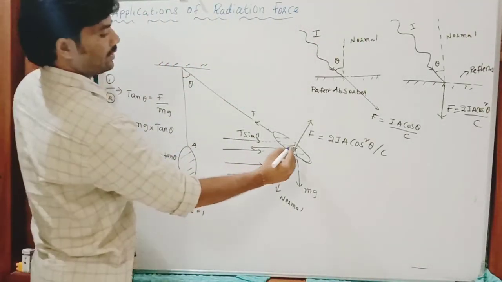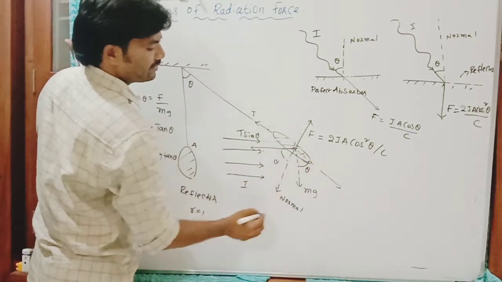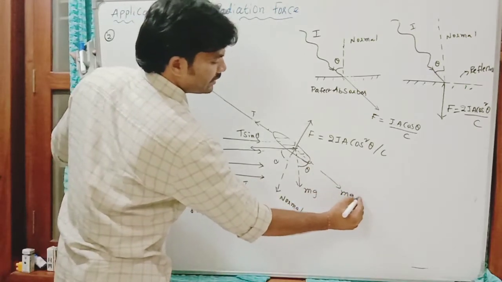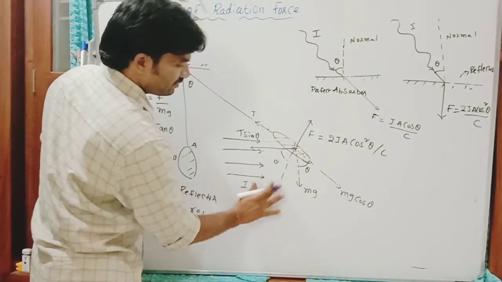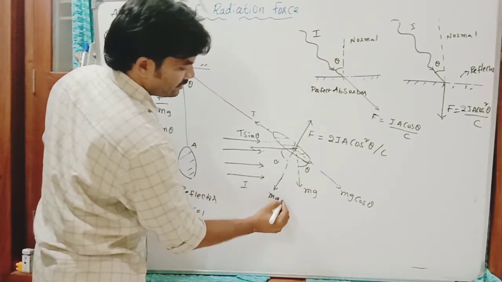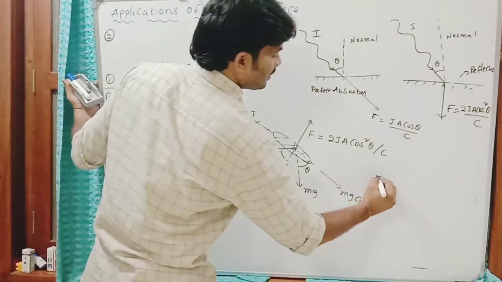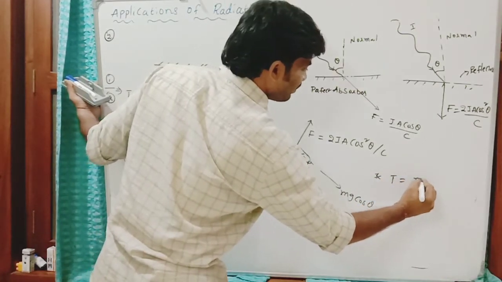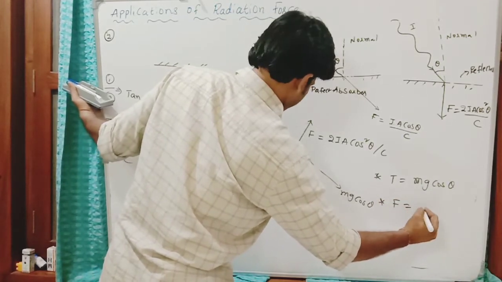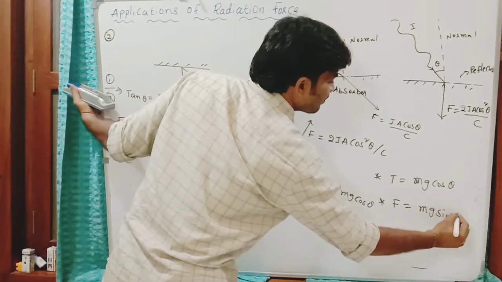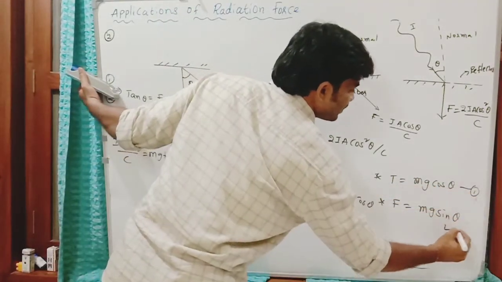And here, look carefully. Here again you can resolve mg into components. In this direction mg cos theta, and in this direction, along the normal, mg sin theta. So you can see here at equilibrium T is equal to mg cos theta and F equal to mg sin theta. Relation 1, relation number 2.